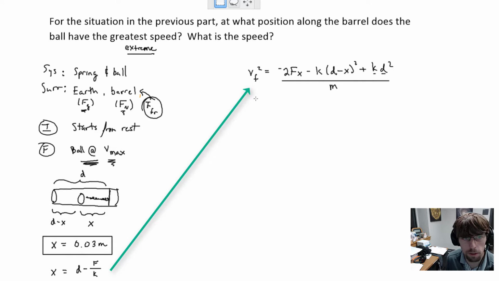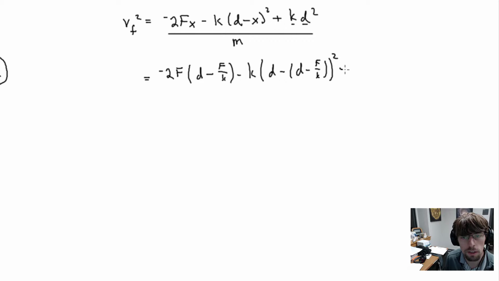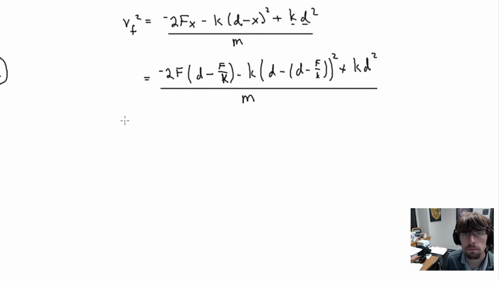I'm going to take this expression and plug it in there. So I get something that says equals 2f negative, we have d minus f over k, minus k times d minus f over k, squared, plus kd squared, all over m. And this is a k. That was ugly. And that's v final squared.